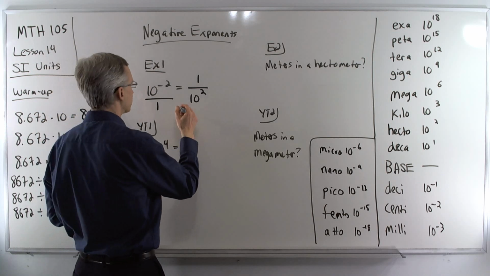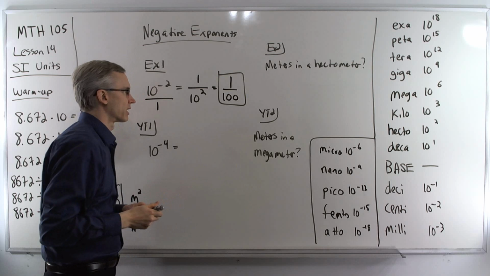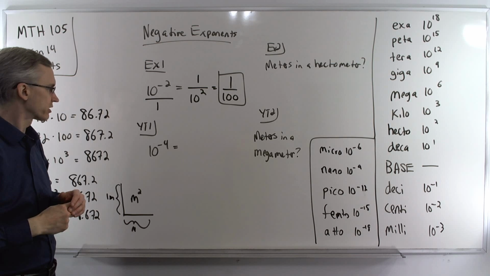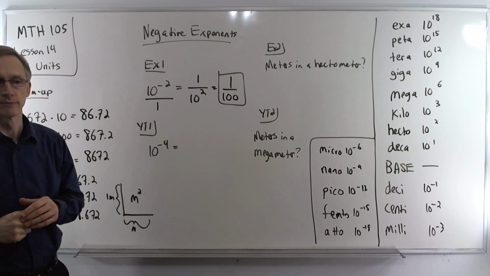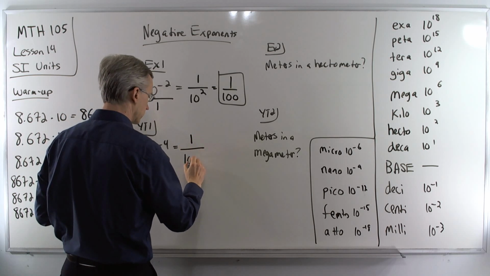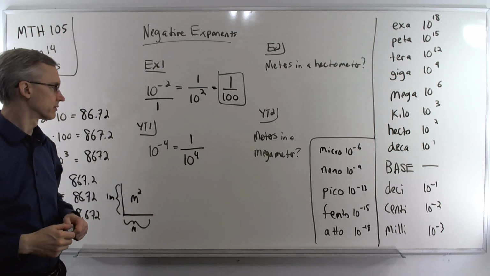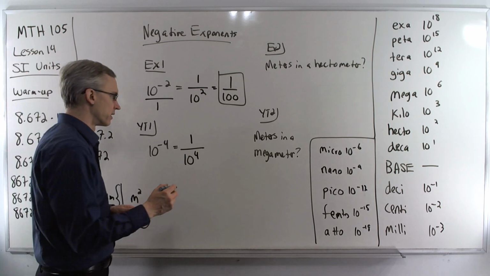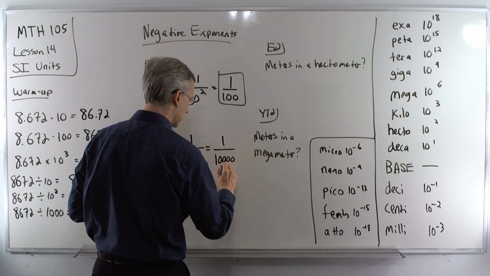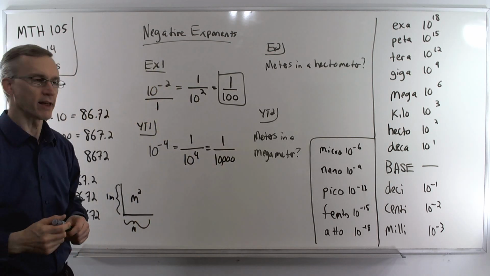Alright, so this 10 to the negative 2 would end up being 1 over 100. Go ahead and do this with your turn number 1. Write a fraction for 10 to the negative 4th power. If you want to make it positive, move it to the denominator. The exponent becomes positive. And then 10 to the 4th is 10,000. So 1 over 10,000.